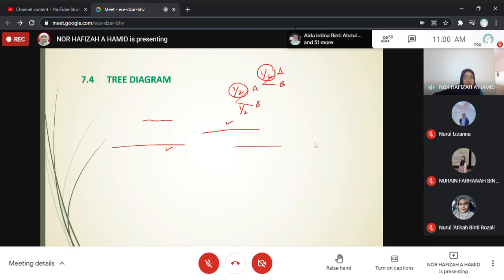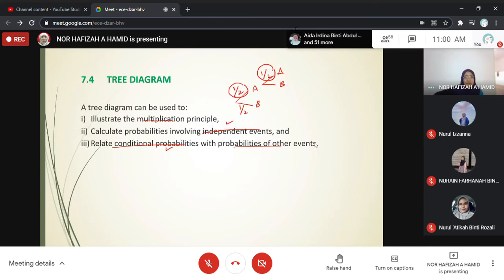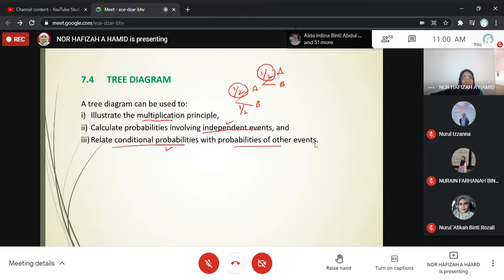Okay, so saya nak masuk tree diagram. Okay, so you punya tree diagram. So dia nak illustrate the multiplication principle. Maknanya boleh multiply. Lepas tu you need to calculate probabilities involve independent event and also for conditional probabilities. So conditional probabilities ni sama dengan dependent event. Dia conditional probabilities tapi event dia in terms of dependent event.